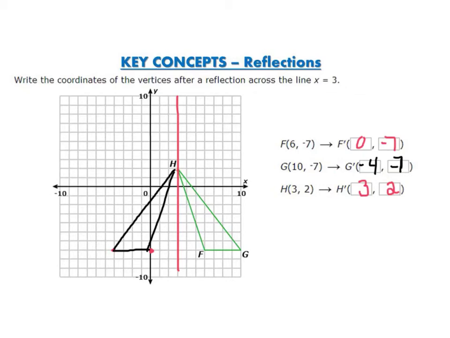So notice my y values did not change in this case. However, my x values did, all except on H, because it was actually on the line. So these aren't hard, but they take a little thought, and they are a little more time consuming.